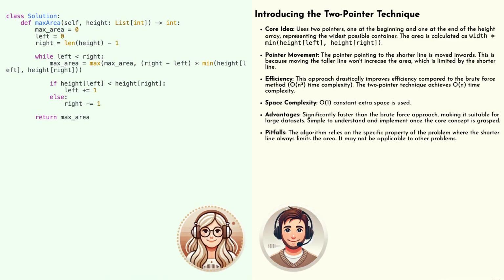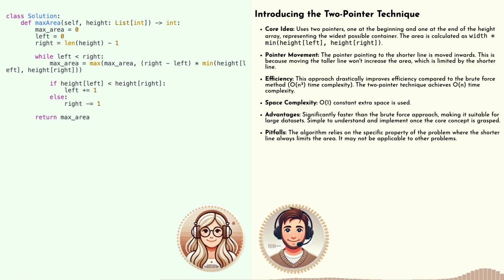Which one, though? Not the one at the taller bar, right? Moving that one wouldn't make the area bigger because the other side's still limiting it. Exactly. We move the scout at the shorter bar. Maybe there's a taller one further in, which could give us a bigger area. So we're making the container narrower, but hoping to find more height to make up for it. Bingo. And we keep track of the biggest area we find along the way, until the scouts meet. So we go through the lines once, but in a smart way, not just checking everything. Way more efficient. Yeah, much more efficient.